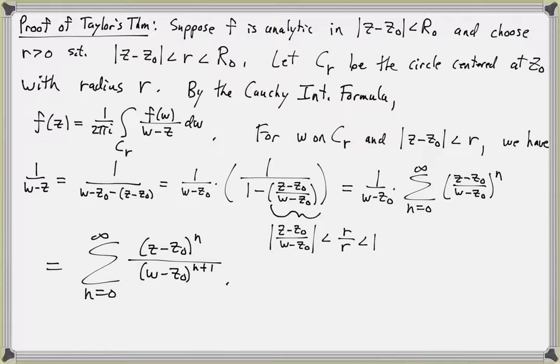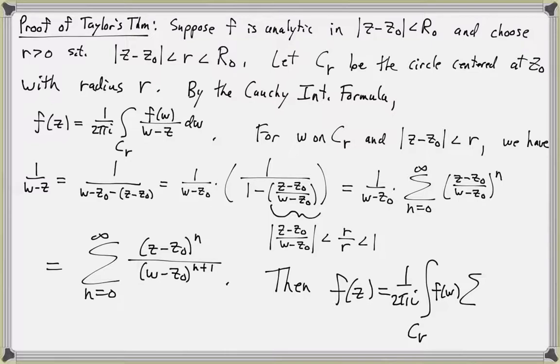Now I'm going to substitute this power series for the fraction 1 over w minus z in the Cauchy integral formula above. So then we have f of z equals 1 over 2 pi i, the integral over CR of f of w times the series from n equals 0 to infinity of (z minus z0) to the n over (w minus z0) to the n plus 1, dw.